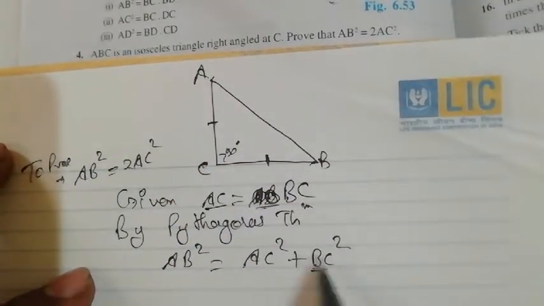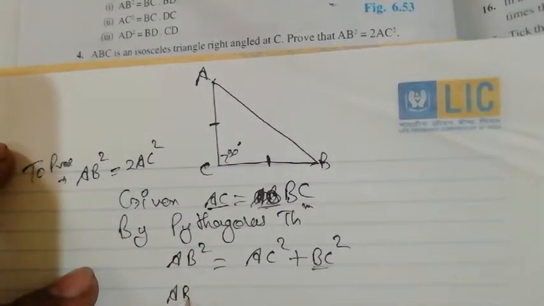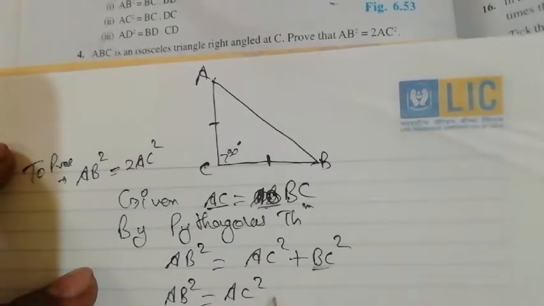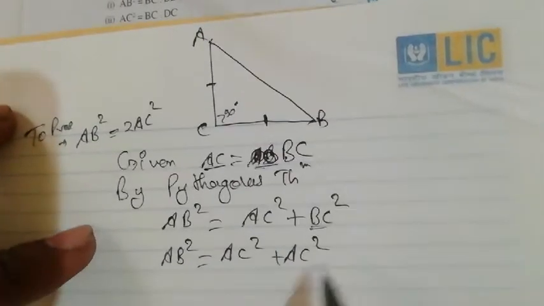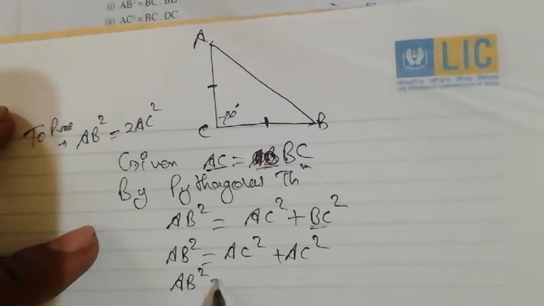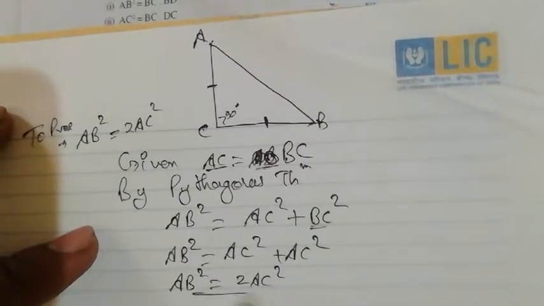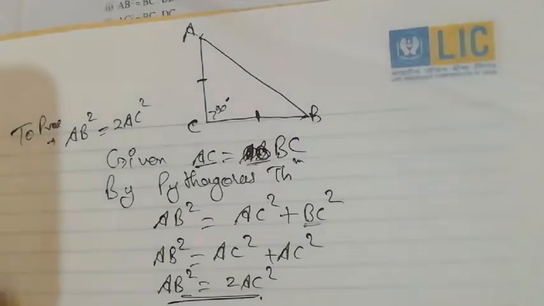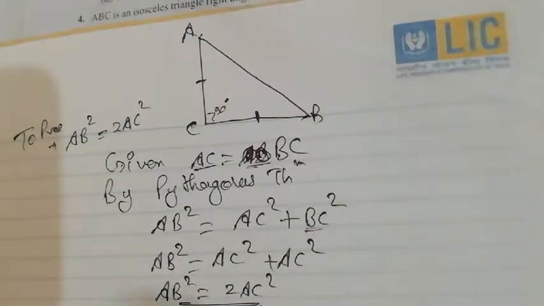So in place of BC, can we write AC? From here we have AB square is equal to AC square plus AC square, and from here we have AB square is equal to 2AC square. Okay, now let's do the next question, which is question number 5.